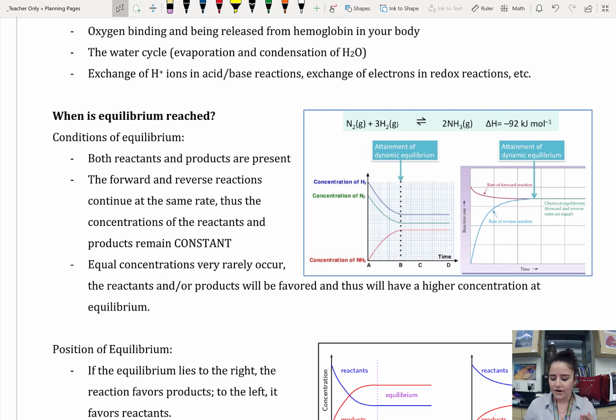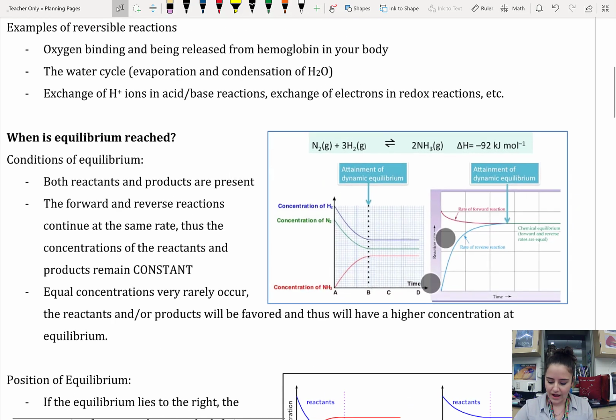A very common misconception is thinking that equilibrium means equal concentrations of the things, and that is just not true. In fact, equal concentrations very, very rarely occur. Typically, the equilibrium is going to favor either the reactants or the products, and you're going to have more of one than the other.